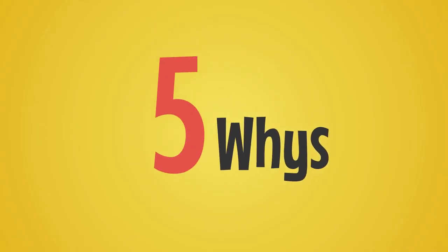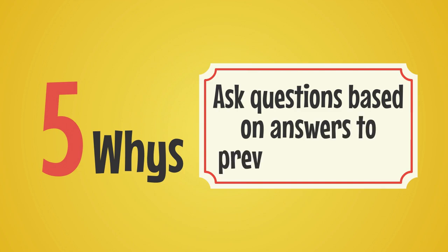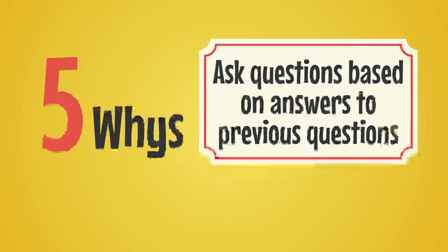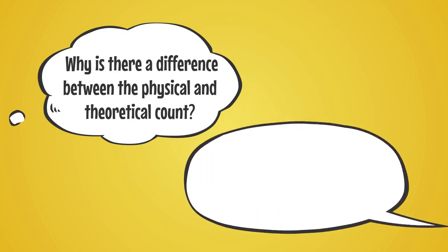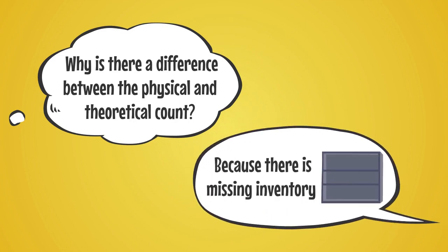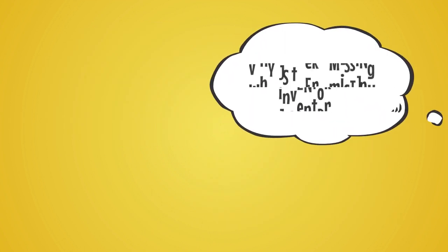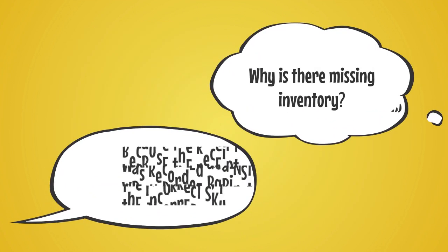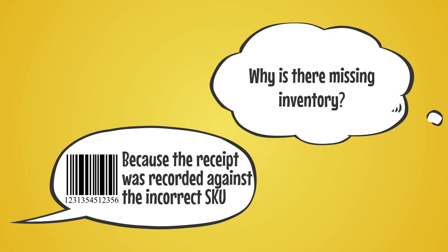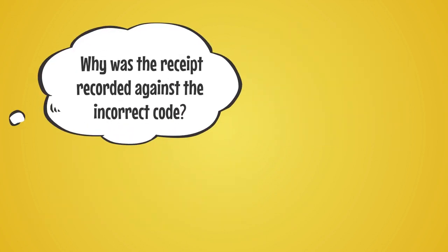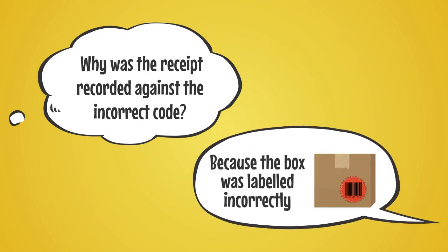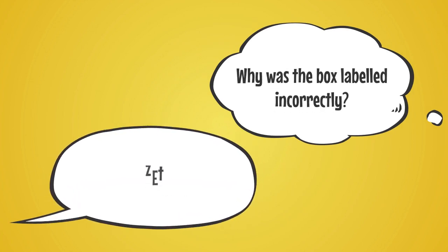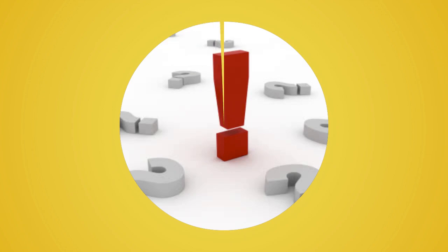5 whys. Ask questions based on answers to previous questions, such as, why is there a difference between the physical and theoretical count? Because there is missing inventory. Why is there missing inventory? Because the receipt was recorded against the incorrect SKU. Why was the receipt recorded against the incorrect code? Because the box was labeled incorrectly. Why was the box labeled incorrectly? And so on until you reach the real cause of the problem so that it can be corrected and not occur again.